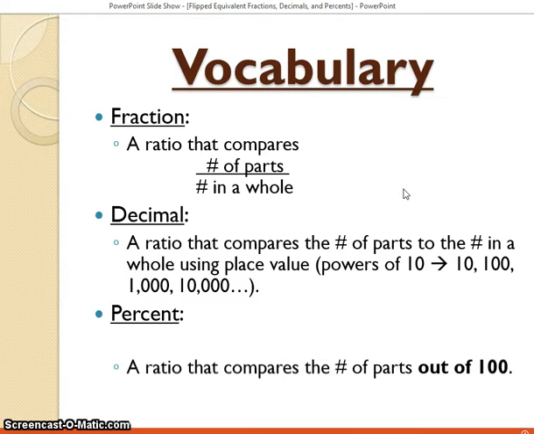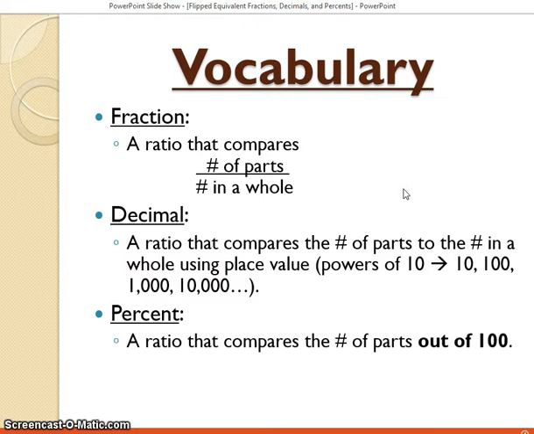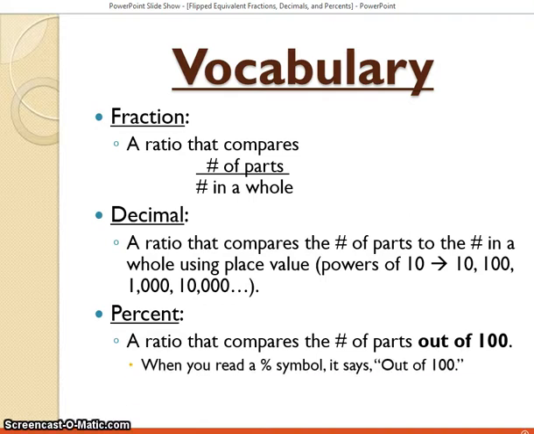A percent is a ratio that compares the number of parts out of 100. For instance, when you read that percent symbol, it literally means out of 100. So if you got a 95%, you got 95 out of 100. All three, fraction, decimal, and percent, can describe the same relationship just in a different way.